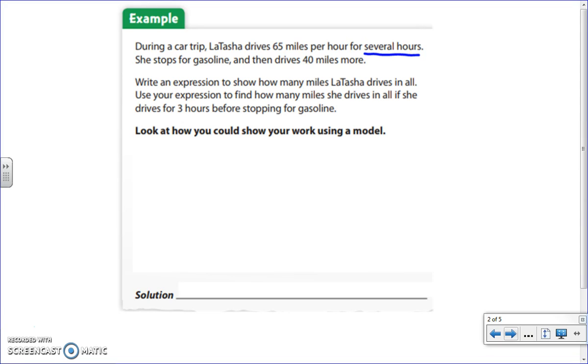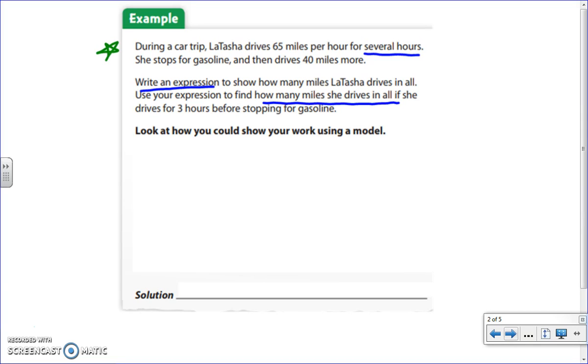for gasoline. So nowhere in this entire example is there any question marks, so you need to be a careful reader to make sure you answer every part of the question. The first thing we need to do is write an expression. We also need to figure out how many miles she drives in all if she drives for 3 hours before stopping for gas. So this is the information that we have, and when we're talking about expressions, we don't need equal signs.